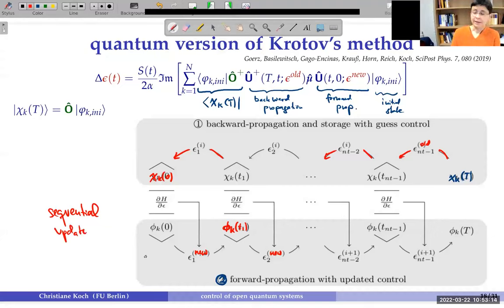And that's the main difference to GRAPE, because in GRAPE, you first do this backward propagation and forward propagation, you use a different discretization between old and new fields. And that's why you can then do the update of your field at the end of both propagations simultaneously, or concurrently, for all points in your time grid at once. So in GRAPE, you have a so-called concurrent update, whereas in Krotov, you have a sequential update.